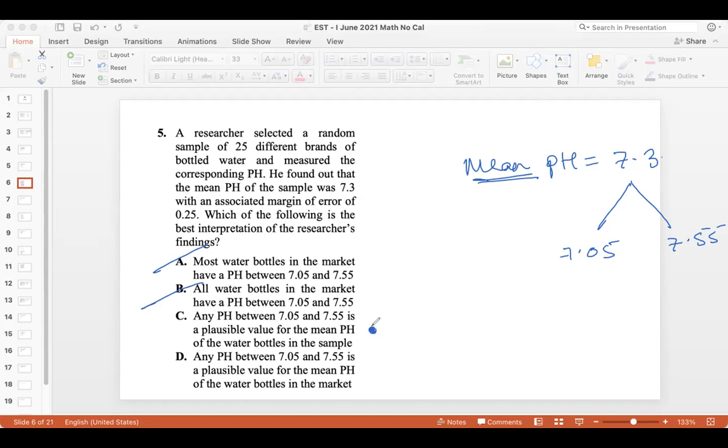Any pH between 7.05 and 7.55 is a plausible value for the mean pH of the water bottles in the market. Right, so this is the best answer, because if I've conducted a sample, I would not restrict my results only to the sample. I will obviously apply them to the market. Otherwise, what was the point of conducting the survey? So D is the best answer.